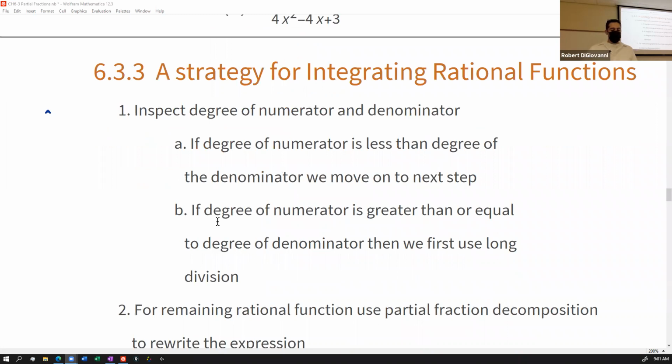Okay, so when you're looking at a rational function and you're trying to find the antiderivative, the first step is to inspect the degree. Oh, you know what? I need to open a program here. Where is it? Make sure this is open.